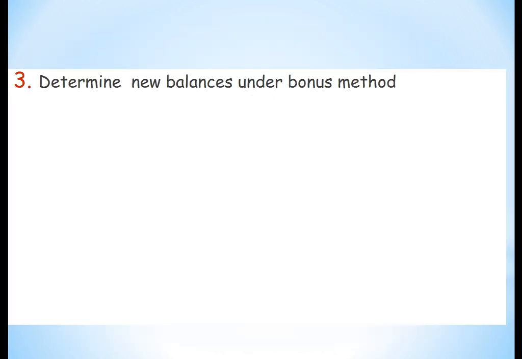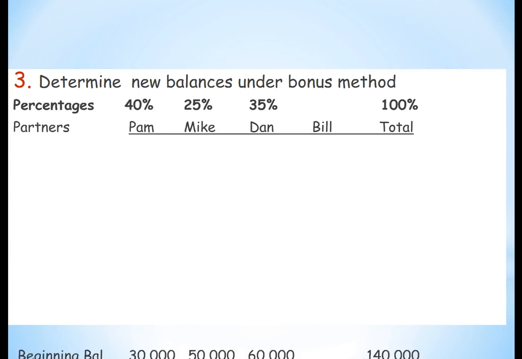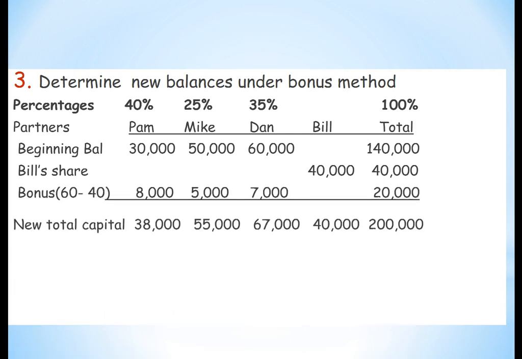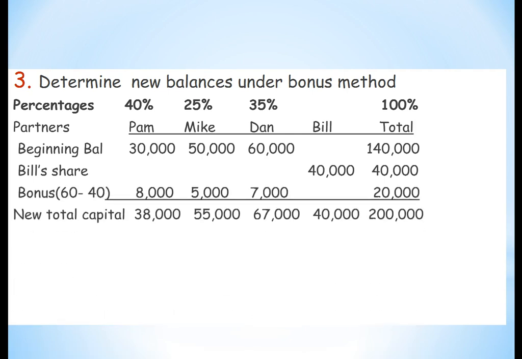Now let's take a look at what the ending balances look like based on the bonus method when the cash goes to the partnership. Well, those are the original percentages. Based on that, we did the profit sharing. But now Bill owns 20%, and of course, probably the profit sharing percentages will change as part of the new contract they come up with.